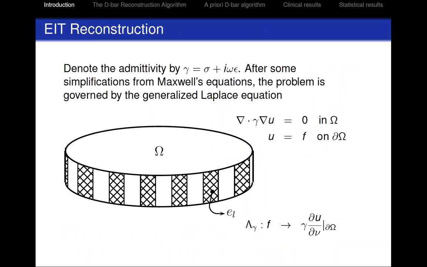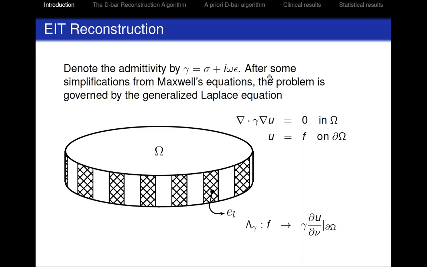So mathematically, if we denote the admittivity by gamma, the real part is the conductivity sigma, and the imaginary part is also called the susceptivity, which is i omega epsilon, where omega is the frequency of the alternating current that's being applied. So in our lab, it's 125 kilohertz, and epsilon is the permittivity. So that is a measure of the medium's ability to store a charge, whereas the conductivity is a measure of the medium's ability to conduct a charge.